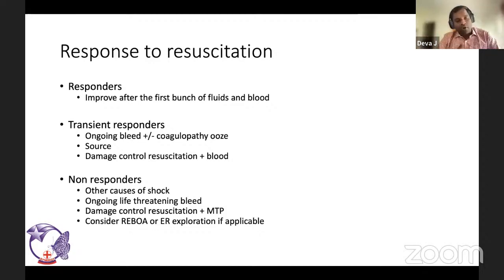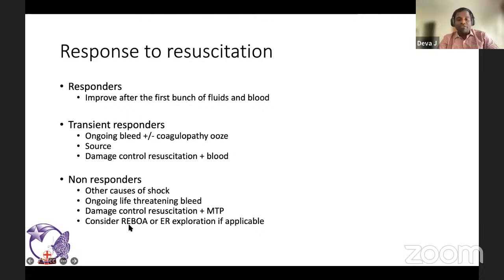There are non-responders. My patient has a liver laceration and is bleeding profusely into the abdomen. The splenic artery is cut off, the pelvis is completely broken, the femoral artery is cut off, etc. Our aorta is leaking. They are non-responders. No matter how much fluid or blood you give, you will not be able to resuscitate them simply because there's ongoing bleeding.